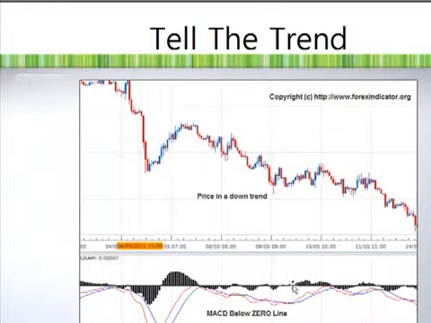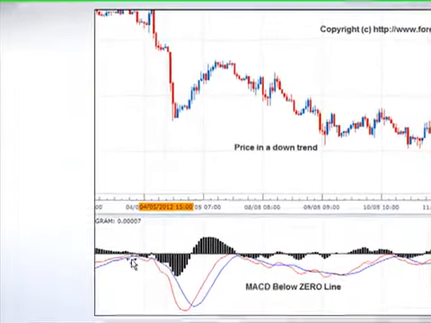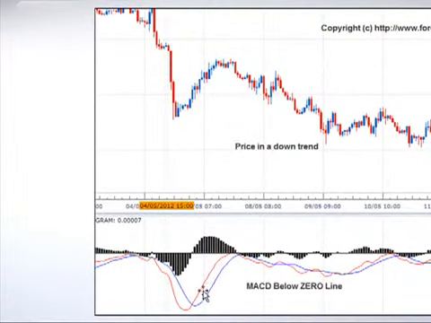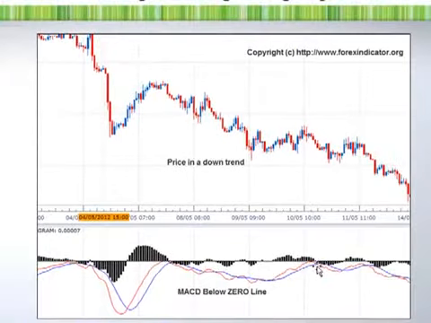Some people call it the water line. You can see the MACD two lines are always below the zero line. Can you see that? It's always below the zero line, and the longer it is staying below the zero line, the stronger the trend is. If it's below the zero line all the way, it's telling you that now you're in a strong downtrend.